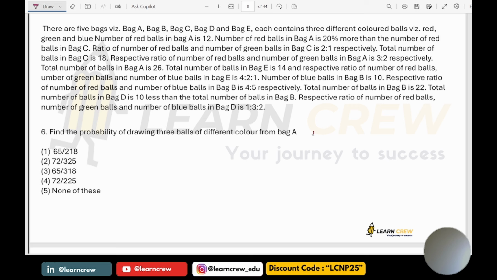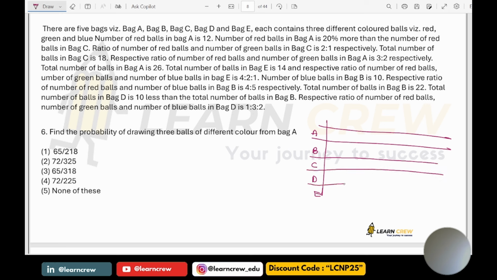So you have bag A, bag B, bag C, bag D, bag E, and different colored balls: red colored balls, green colored balls, blue colored balls, and total.